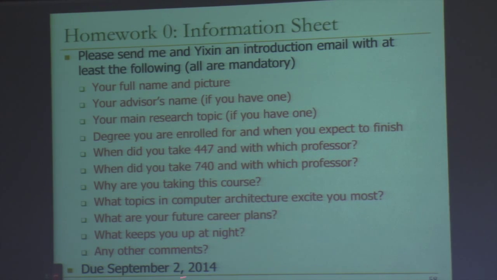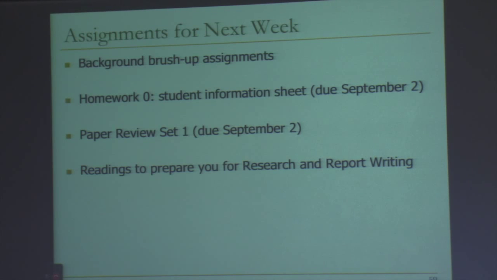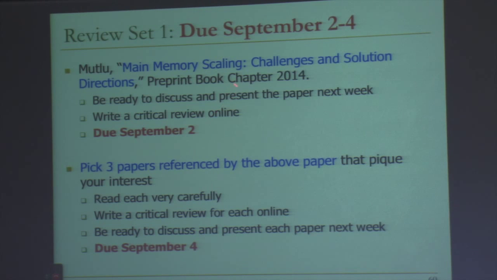Okay, this is due September 2nd. It's Monday after Labor Day. And I don't know if we'll have class that day, but we'll see. The paper review set, which is important, is this. Basically, this is a preprint book chapter. It's about 25 pages, but it's really not that long because the format is terrible. But it talks about a lot of the memory system related issues as I see them and references a lot of work. So this is what I'll assign for the first reading.